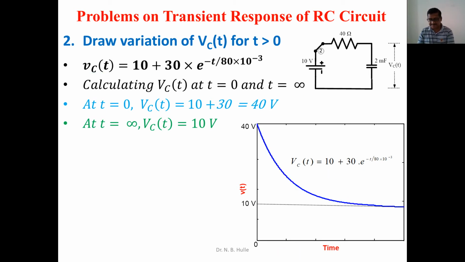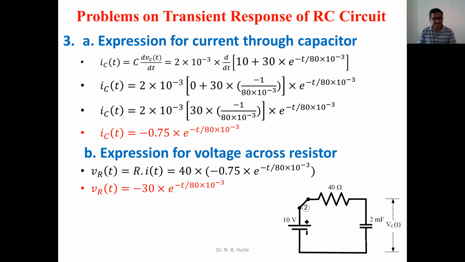That is the case. Finally here, the third point is the expression for the current flowing through the capacitor as well as the expression for the voltage. Always, the current flowing through the capacitor is given by the expression C into dVc of t upon dt. C is the constant, which is 2 into 10 raised to the power of minus 3, and d by dt of Vc of t is the expression we already derived, which is 10 plus 30 into e raised to the power of minus t by tau.